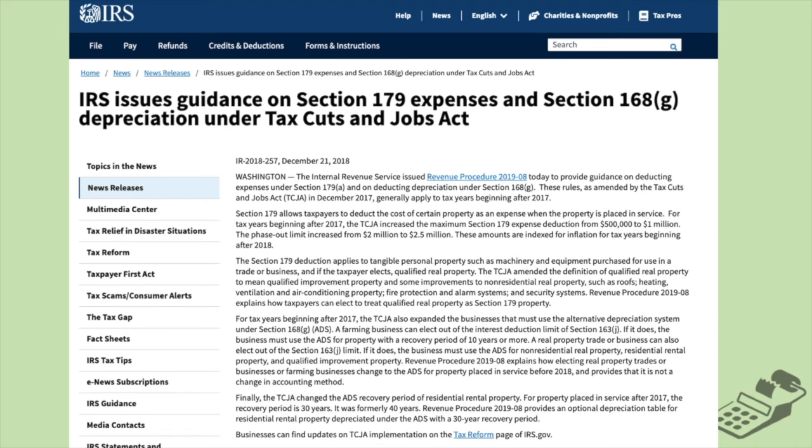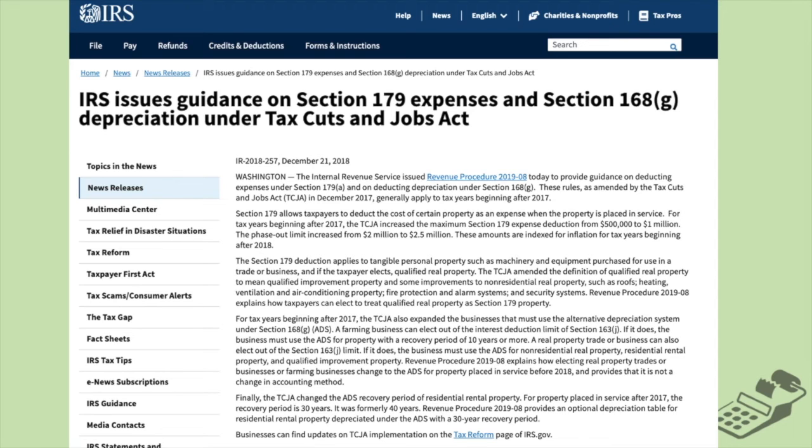The second paragraph of this article says Section 179 allows taxpayers to deduct the cost of certain property as an expense when the property is placed in service. For tax years beginning after 2017, the Tax Cuts and Jobs Act increased the maximum Section 179 expense deduction from $500,000 to $1 million. The phase-out limit increased from $2 million to $2.5 million. These amounts are indexed for inflation for tax years beginning after 2018.